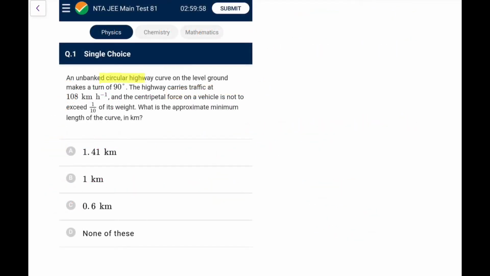So first question: an unbanked circular highway curve on level ground makes a turn of 90 degrees. The highway has traffic at 108 km per hour. If I convert 108, I know this is 30 meter per second, and the centripetal force on the vehicle is not to exceed 1/10 of its weight. That means the value of mu is equal to 1 by 10. What is the approximate minimum length of the curve in kilometers?